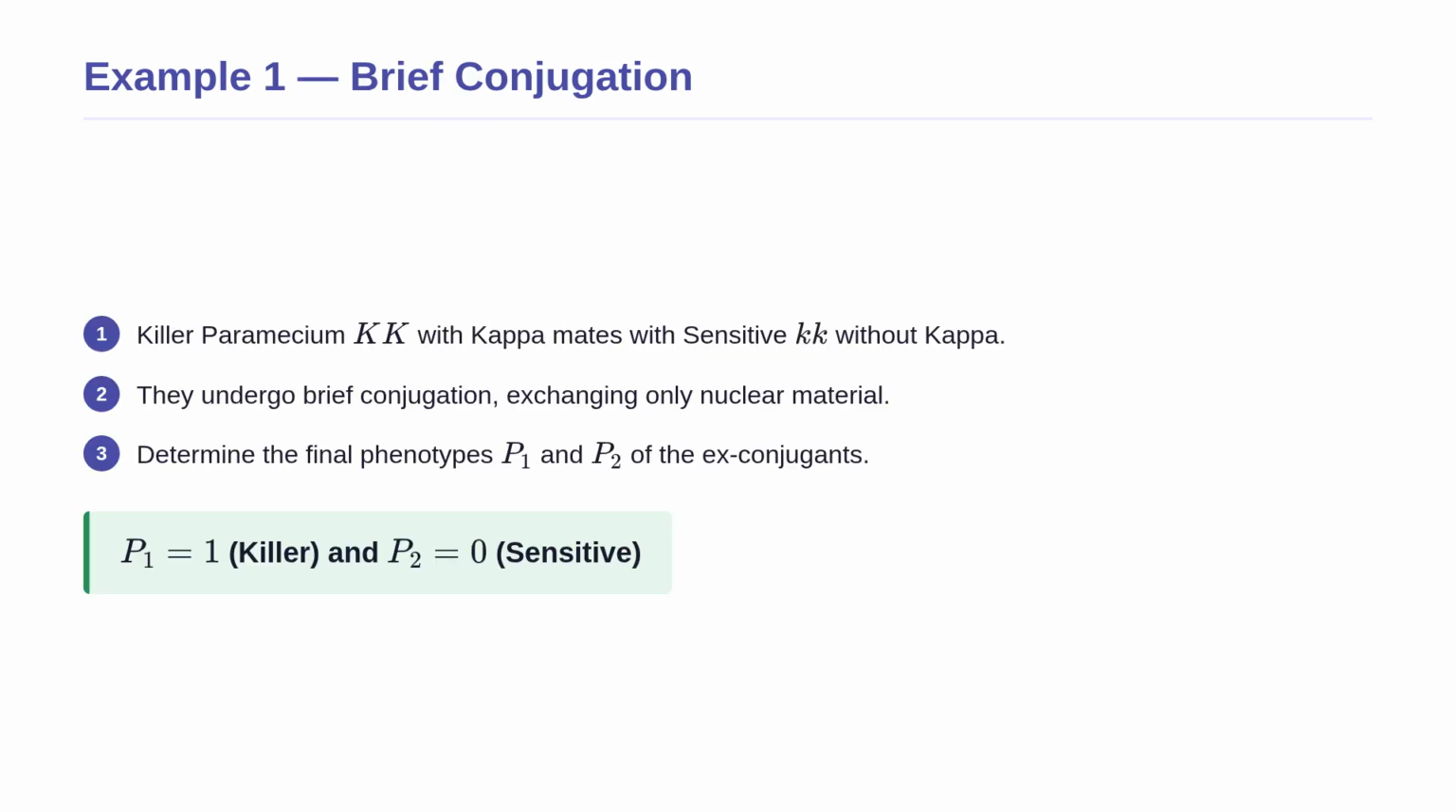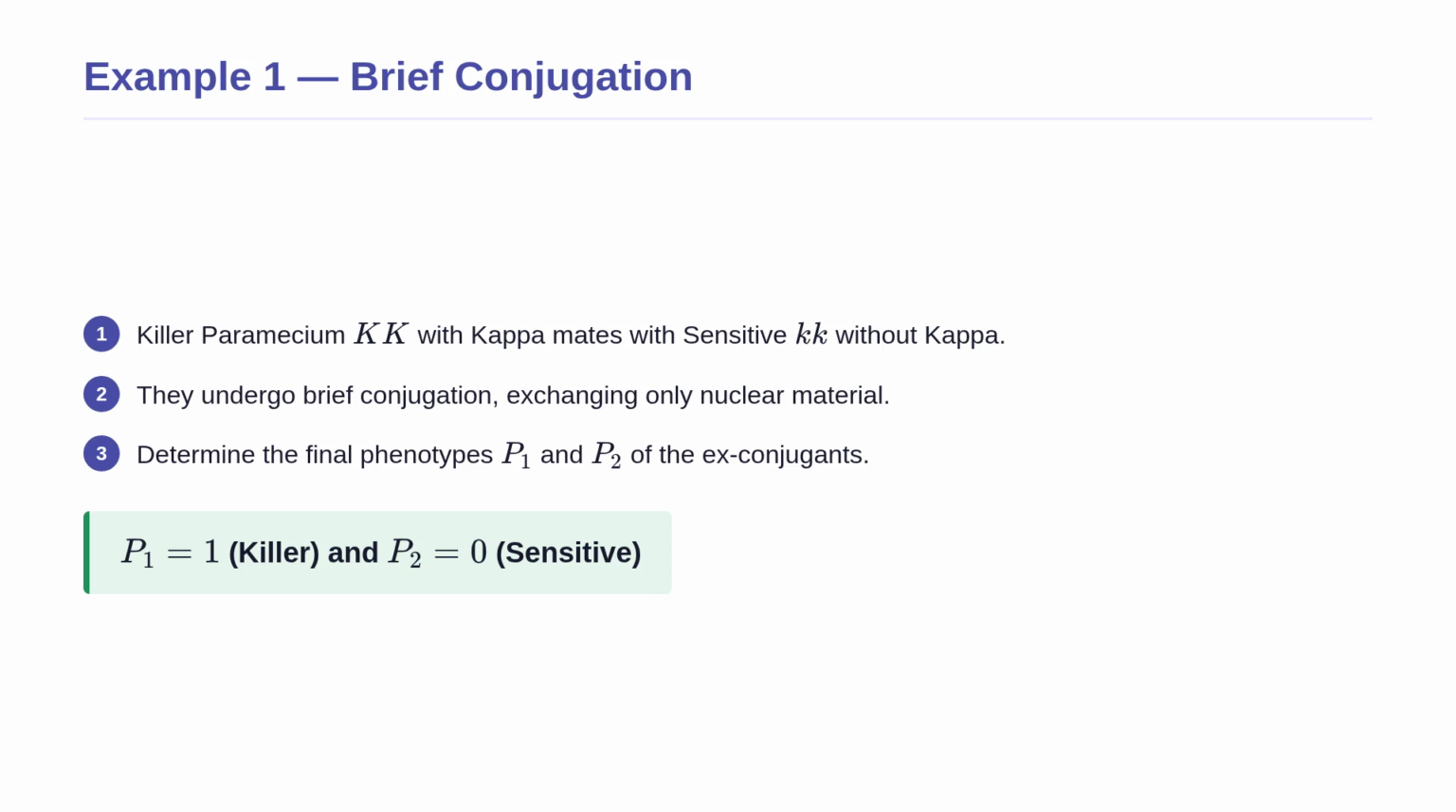Now that we have our formula, let us apply it to a real scenario. In our first example, a killer Paramecium with the homozygous dominant genotype, big K, and a cytoplasm full of kappa particles, mates with a sensitive Paramecium. The sensitive one has the recessive genotype, little k, and no kappa particles. They undergo a normal, brief conjugation process where only nuclear material is exchanged between the two cells.